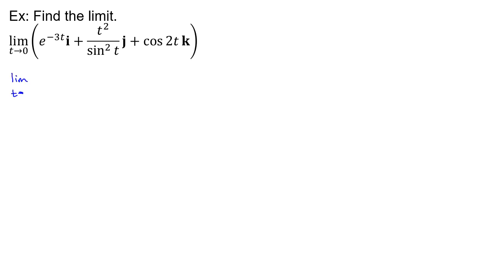I'm going to begin by doing the limit as t approaches 0 of the i component, which is just e to the negative 3t. Now in this case, you can just plug t equals 0 in, get e to the 0, which is 1. So in your final answer, when I start to rewrite this, with your 1 being your i component, you just get an i. You just stick the coefficient in front of the component that you're working with.